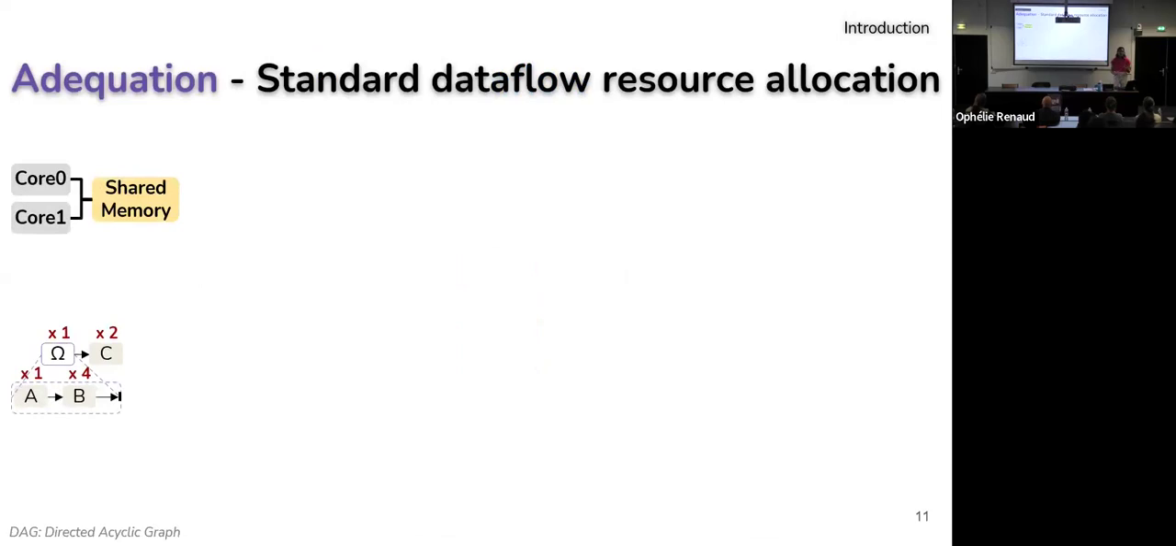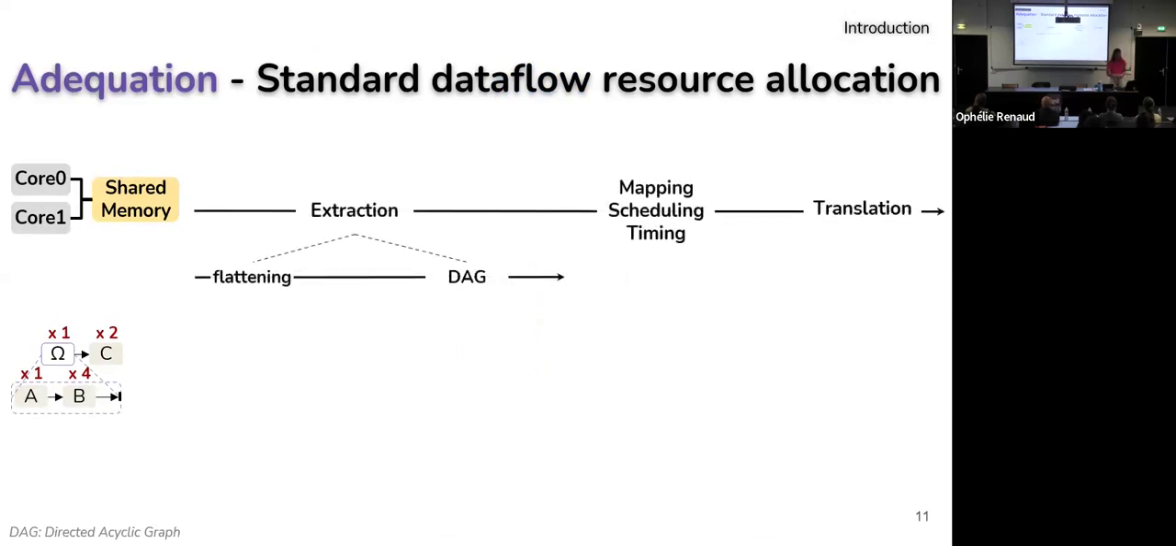So, now that we have both the application and the architecture as two graphs, let's talk about matching. Matching consists in allocating resources. And the standard dataflow resource allocation only focuses on CPU target architecture and involves several steps.